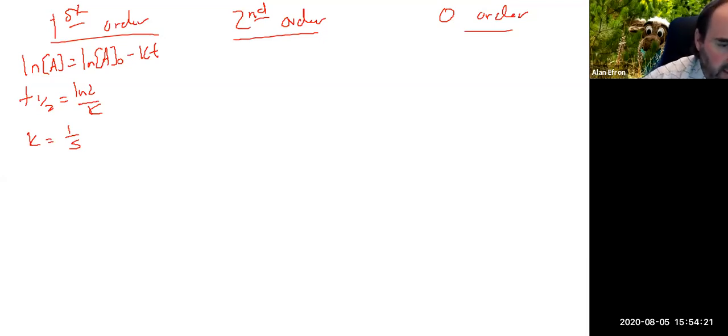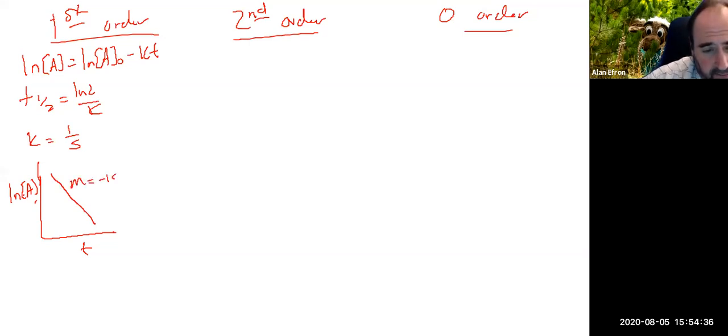And if we rearrange that equation and put it in the form of a straight line, the graph that we typically associate with first order is the natural log of A versus time, which should give you a straight line where the slope is equal to minus K.